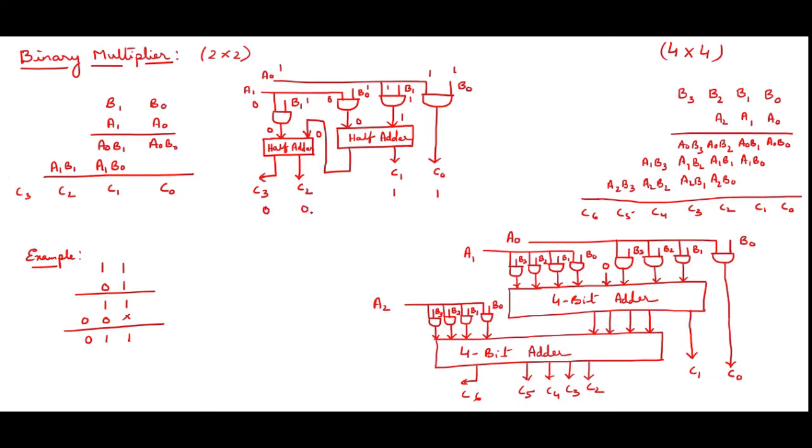So you can see the answer is 0 1 1. I'm getting the answer 0 1 1. So this verifies the circuit is working properly, and this is for the 2-bit multiplier.